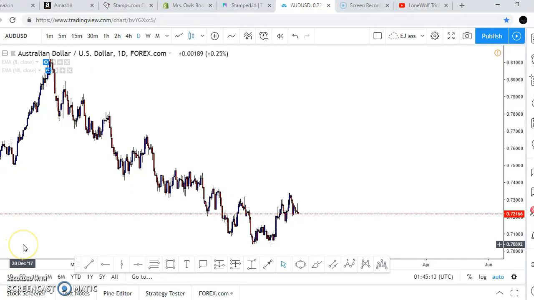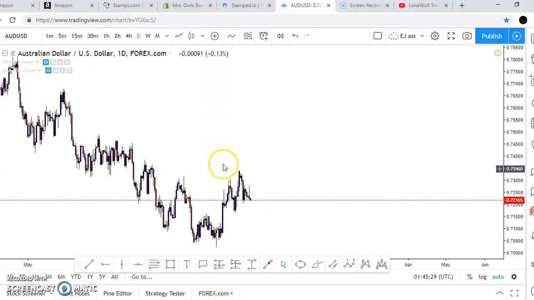Once you understand where proper zones are, you have an idea what price is going to go towards. So you have an idea where your TPs are, where your entries are, and where your stop losses are. Zones tell you a lot of things. So we're going to go straight to it.